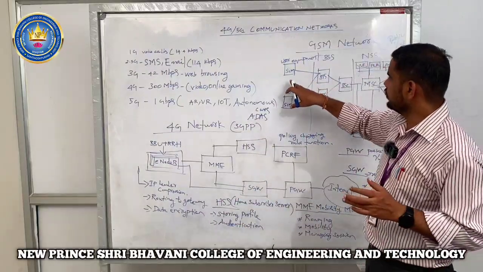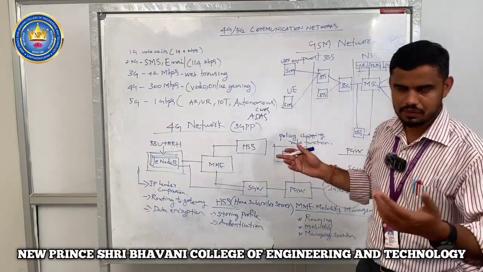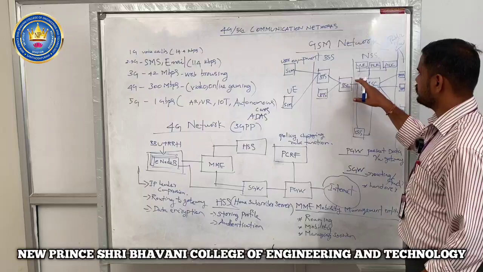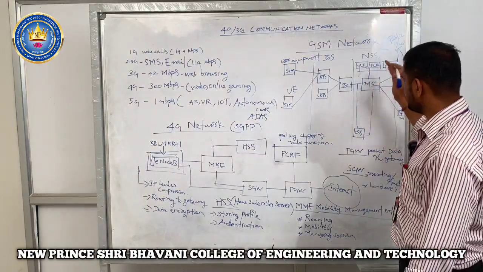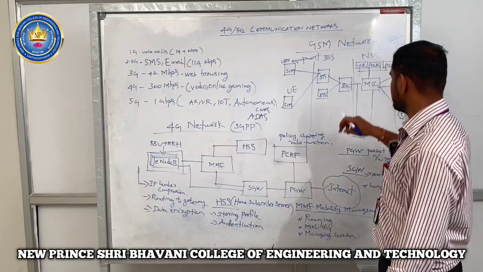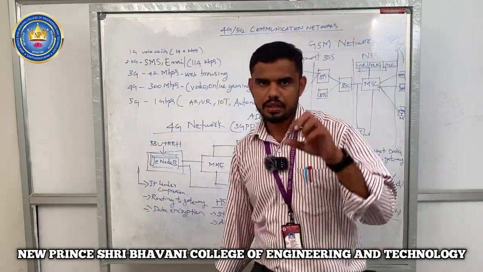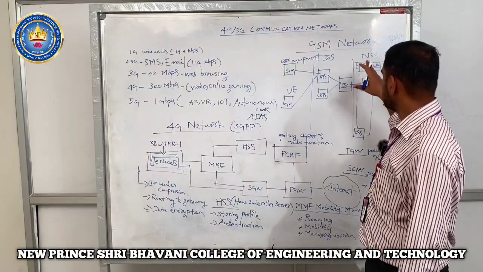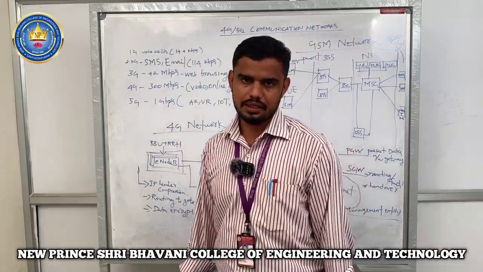After allocating the forward channel and the reverse channel, and after the channel establishment, the call is forwarded to the network subsystem. In the network subsystem, the main part is the MSC. MSC means mobile switching center. In the mobile switching center, we have three parts: VLR, HLR, and authentication.